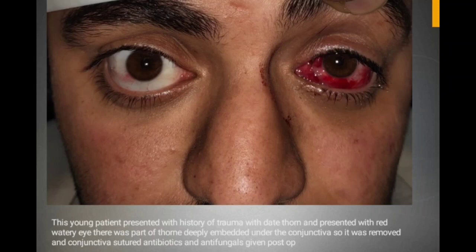And one of the most common causes of red eye is trauma to the left eye, vegetative trauma. So that vegetative material has been removed, the eye sutured, but you can see the red eye, traumatic red eye.